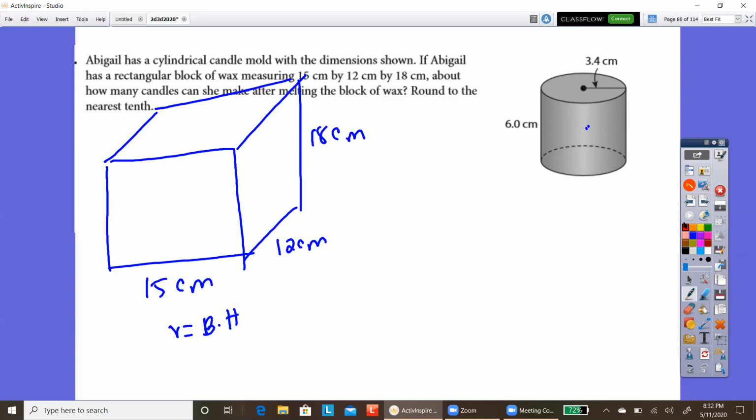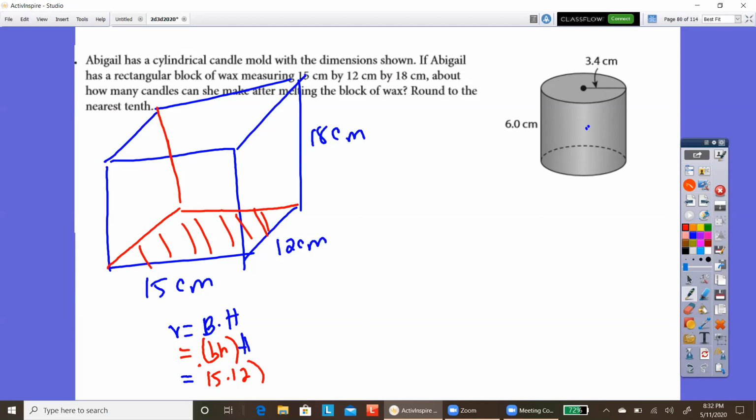It's a rectangular prism. So to get the area of the rectangular base, I'm going to use the formula for the area of a rectangle. So it'll be 15 times 12. That will tell me how many cubes there would be on the first layer. That's 180. And then that I'm going to multiply by a height of 18. So 180 times 18, I have 3,240 cubic centimeters of wax in this big chunk of wax that is purchased.